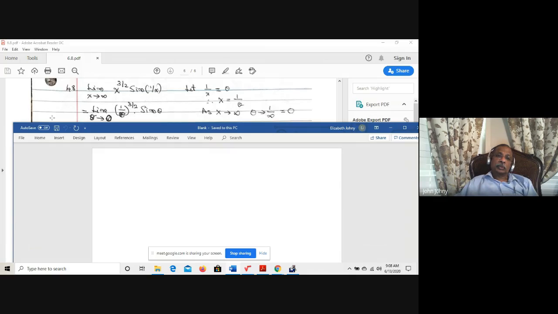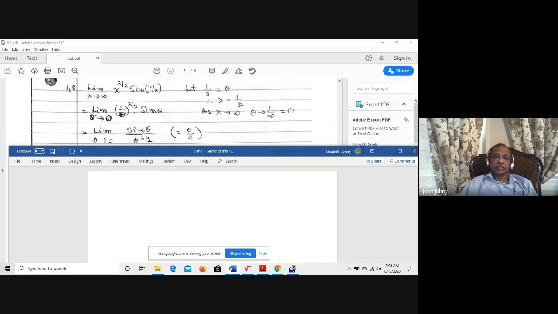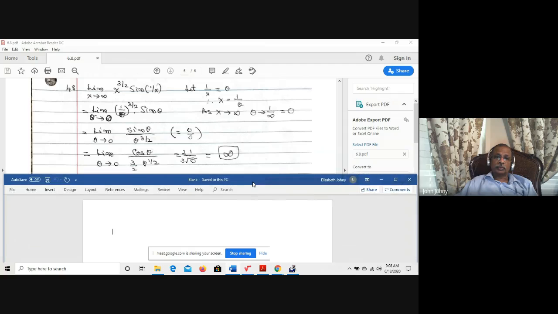And so it becomes the limit as theta approaches 0 of 1 over theta, whole to the 3 half, times sine theta. That is the limit as theta approaches 0 of sine theta divided by theta to the 3 half. Sine 0 is 0, theta is 0, so it is 0 over 0. Apply L'Hopital's rule. Derivative of sine theta is cos theta, divided by 3 half theta to the 1 half, power rule. And so substitute theta equal to 0.